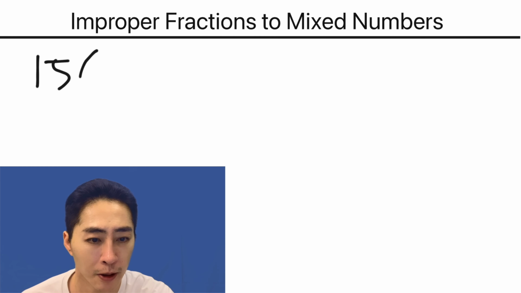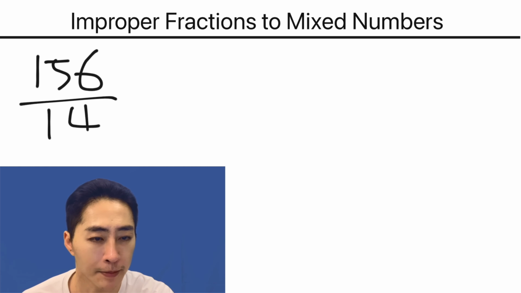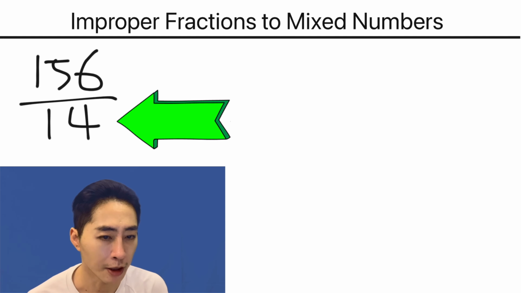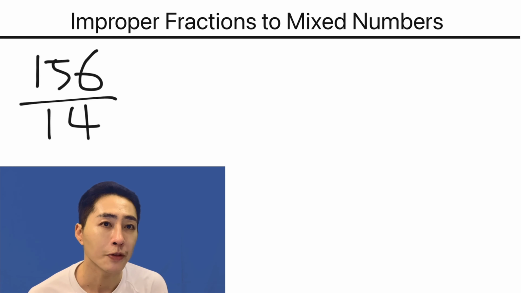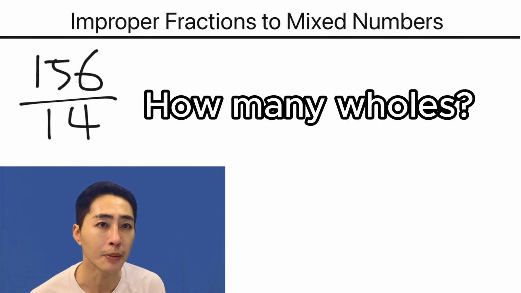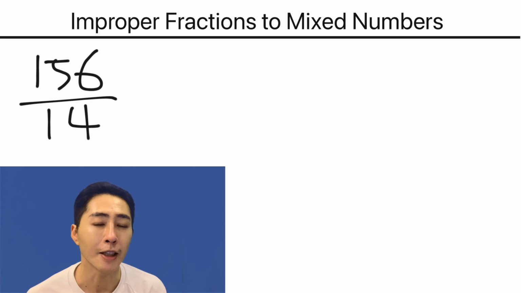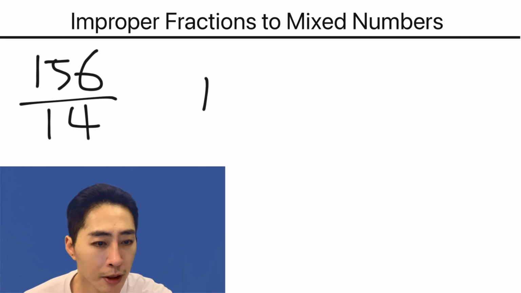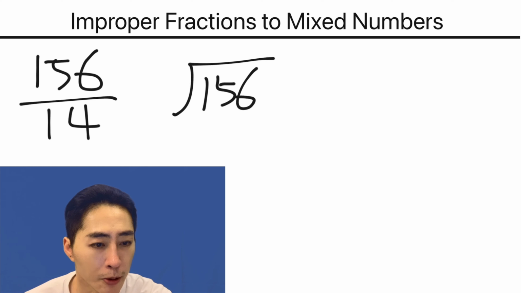156 over 14. An improper fraction is any fraction with a numerator greater than the denominator. In this case, 156 is a lot greater than 14. So how many wholes will there be? Well, we can take 156 divided by 14 to find out how many wholes there will be.